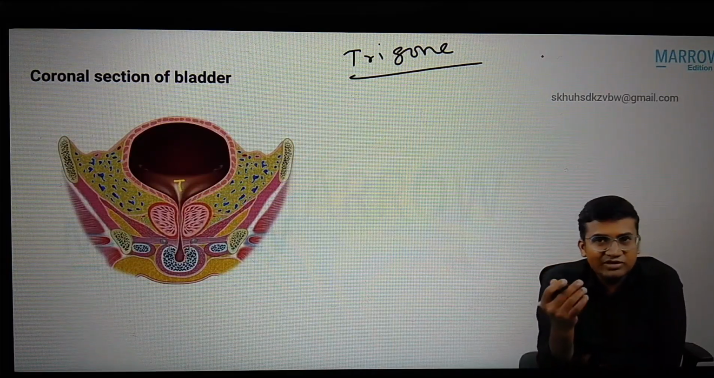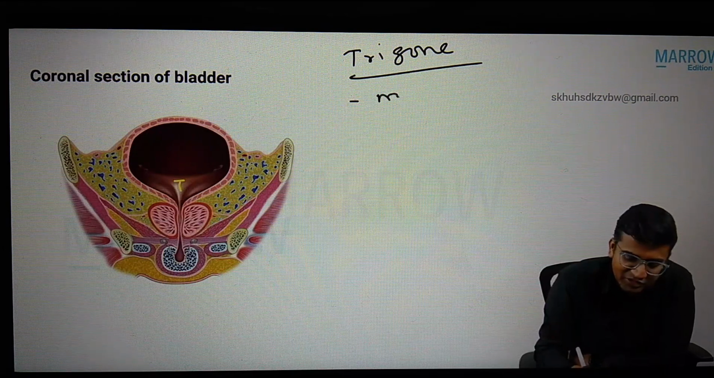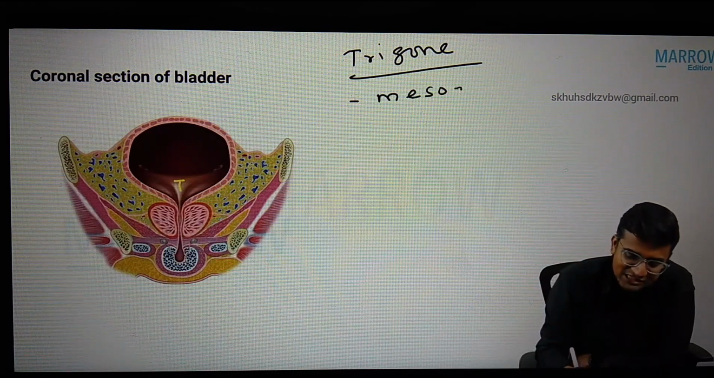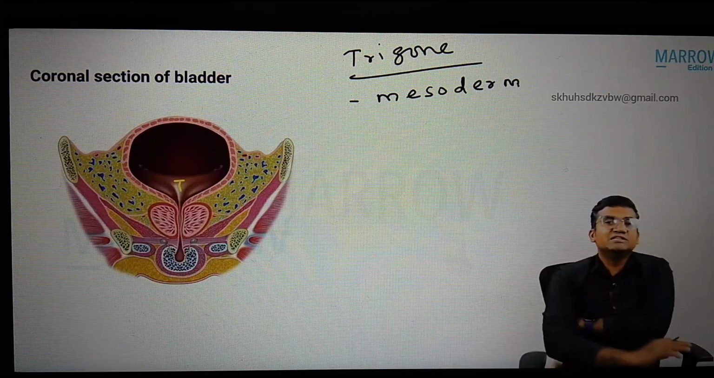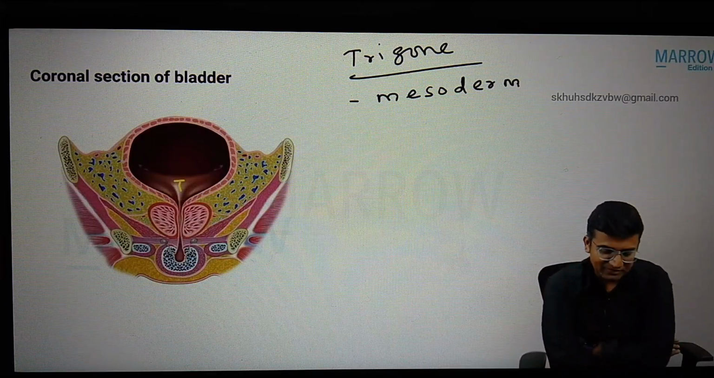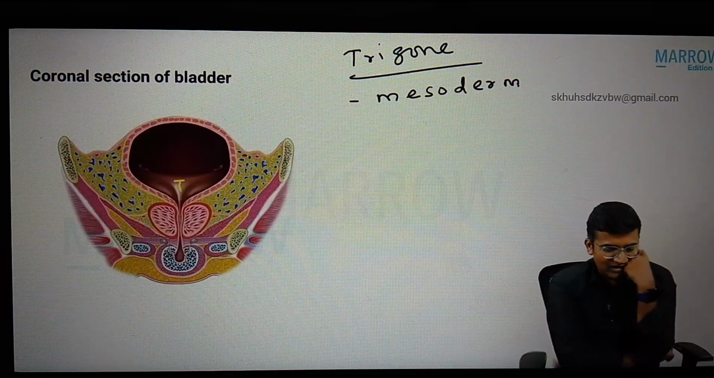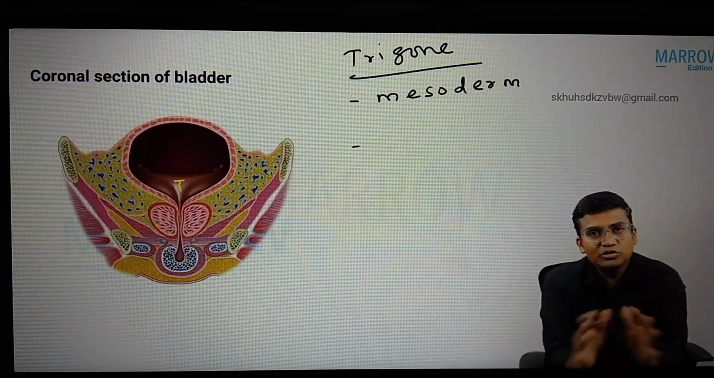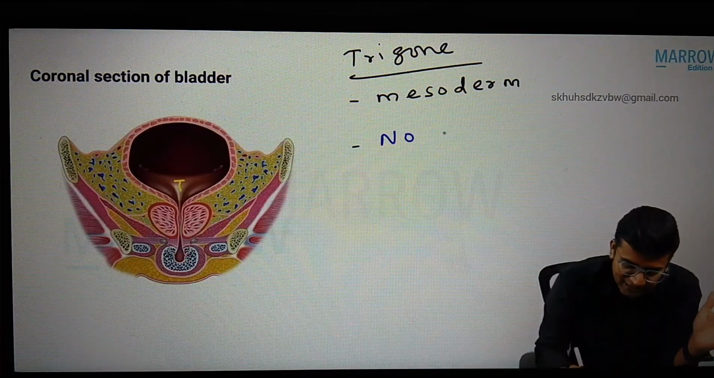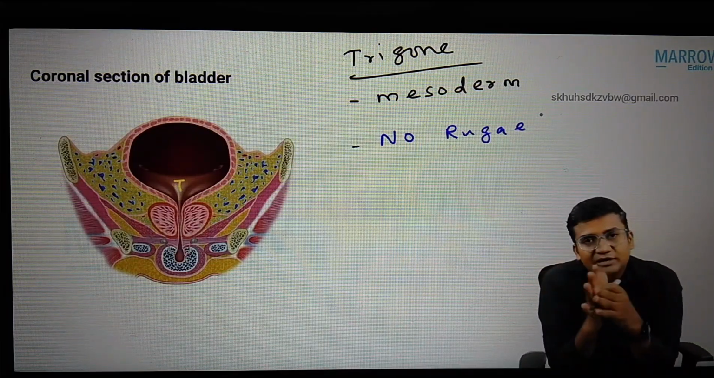Mesonephric duct, paramesonephric duct, they are all coming from mesoderm, intermediate mesoderm. So the trigone of the bladder is the only structure which is not coming from endoderm, it is a mesodermal structure. Okay, first point, it is a mesodermal structure. Now, in the trigone, you don't see any fold, no mucus fold, no rugae.